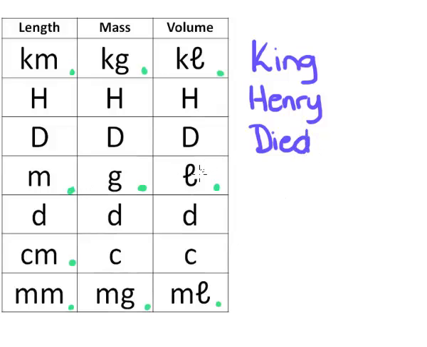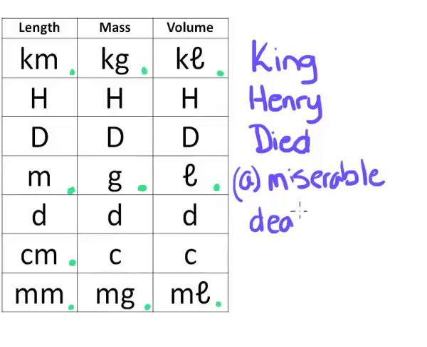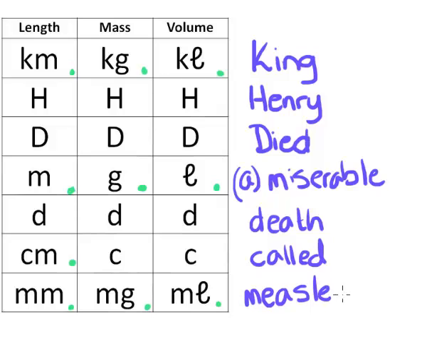Then we're going to have a different word for these. Now do the one for length first. So we basically say a miserable. The little d we say death. The C in this one we say called. And then the bottom one we say measles. So if we have a look at the whole rhyme, it goes like this. King Henry died a miserable death called measles.